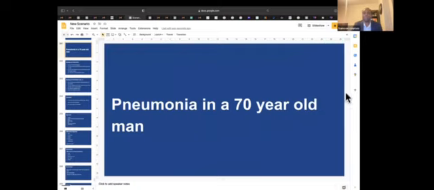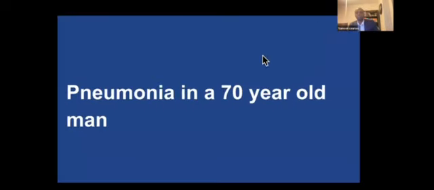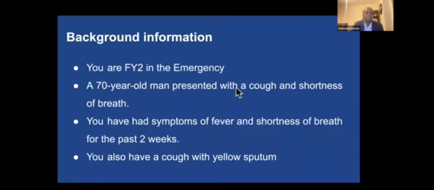Okay, good. So our next scenario is pneumonia in a 70-year-old man. In this particular case, you're an FY2 in the emergency department. A 70-year-old man has presented with a cough and shortness of breath. He has had fever, shortness of breath, and cough with yellow sputum for the past 2 weeks.